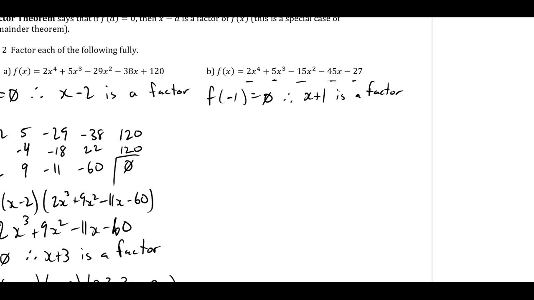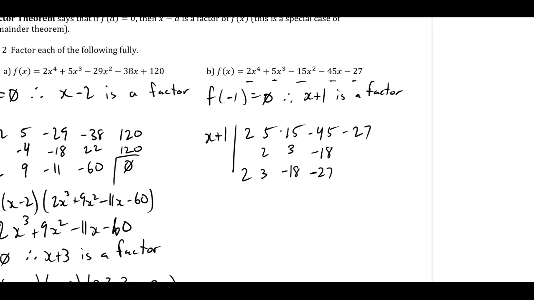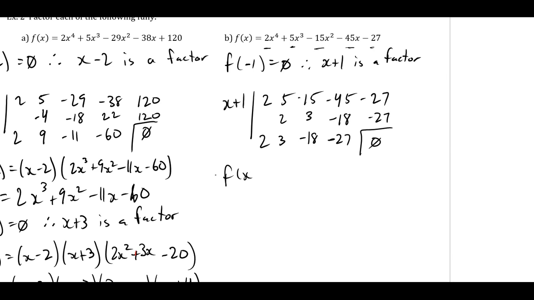Like I said, I'm thinking maybe 3 as well, or negative 3, but we'll have to wait and see. So x plus 1, 2, 5, 15, 45, negative 15, negative 27, 2, 3, negative 18, negative 18, so 45 minus negative 18 is negative 27, and the remainder 0, as was expected. Therefore, f of x equals x plus 1 times 2x cubed plus 3x squared minus 18x minus 27.